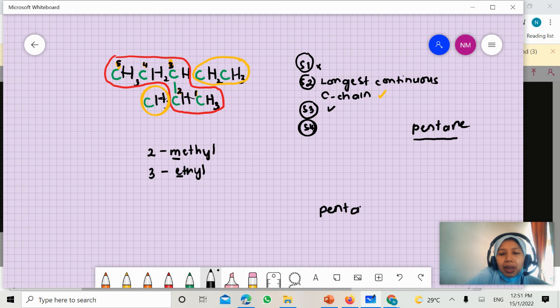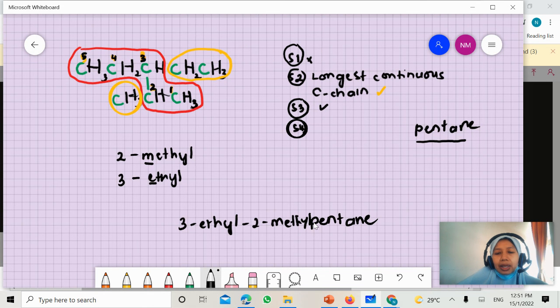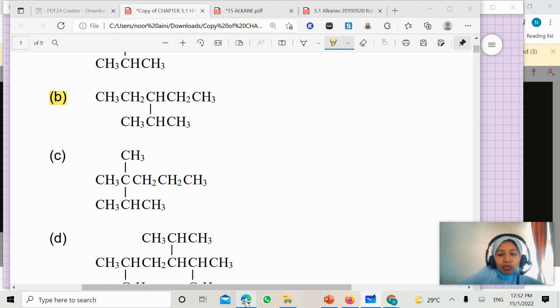Pentane is the parent name. Then, we have 3-ethyl. And then, at carbon number 2, we have methyl. And finally, pentane. Methyl and pentane should have no space. So this is the IUPAC name of our structure. Alright? Okay. Now, let's have a look at the next example. Okay, the one that I told you before. I told you earlier.